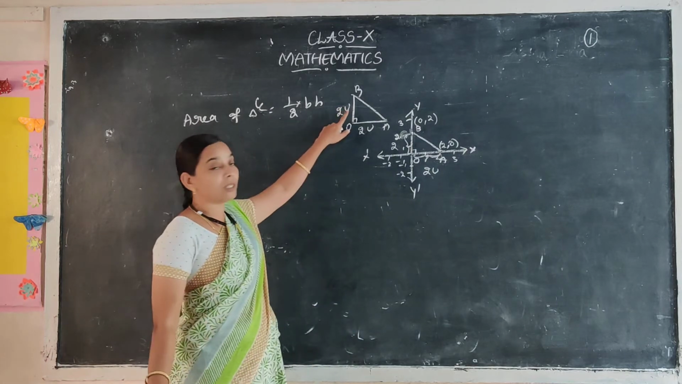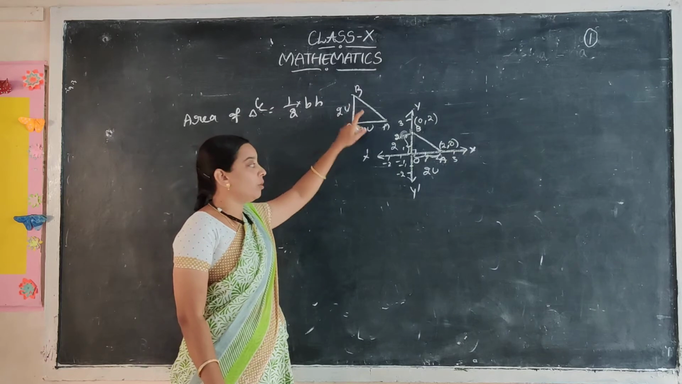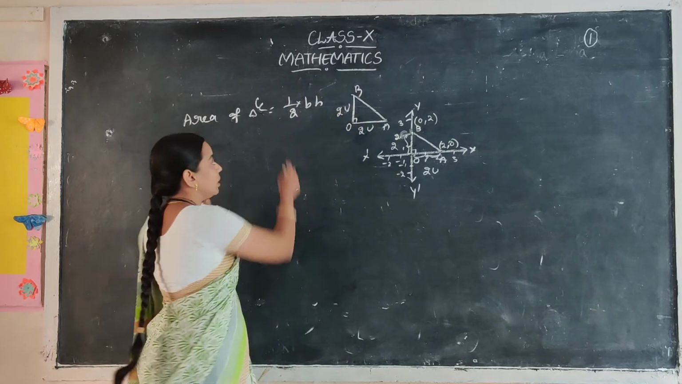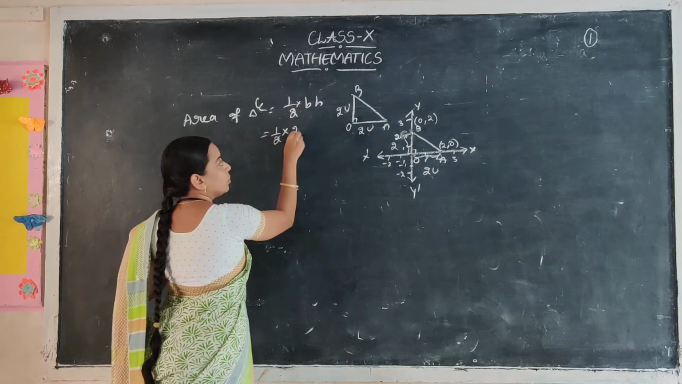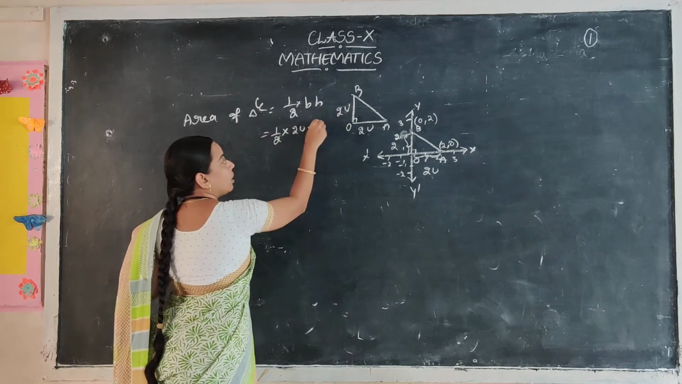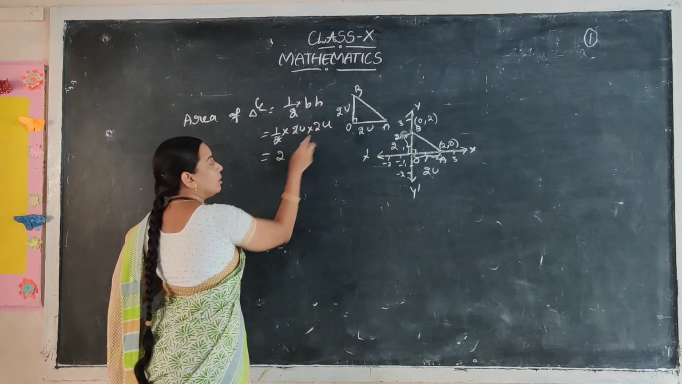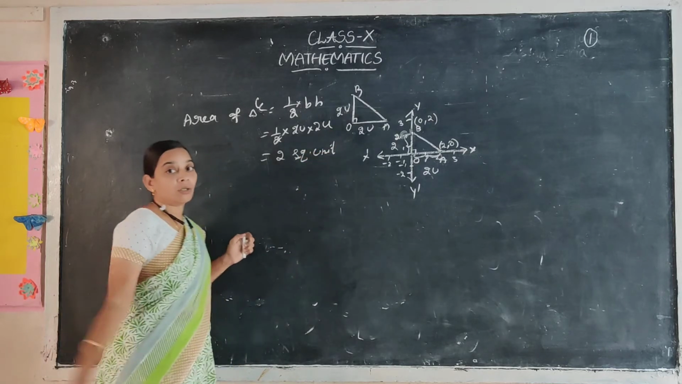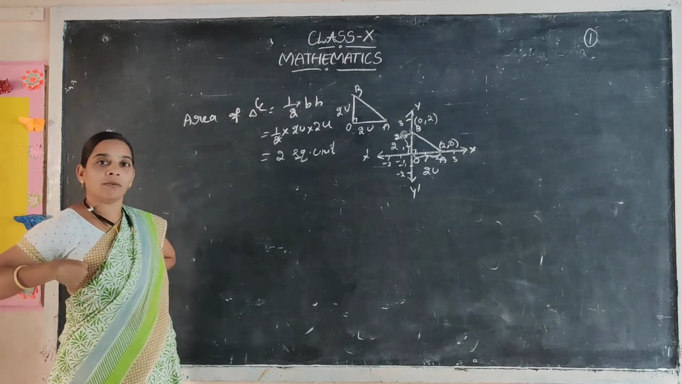Now how to find the area of this triangle? This is in the shape of a right angle, so you already have the length of base and the length of height. Using this formula you have to calculate. Half into base value 2 units and height value also 2 units. 2 cancel, remaining 2 is there. Unit into unit, square unit. So the area of a triangle formula is half into base into height. That is what everyone knows.